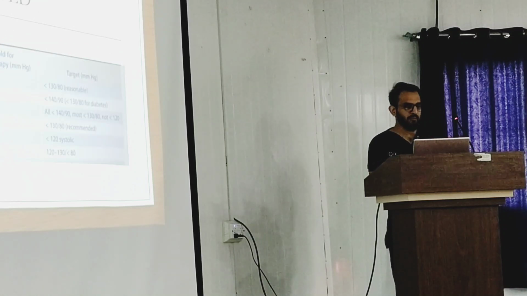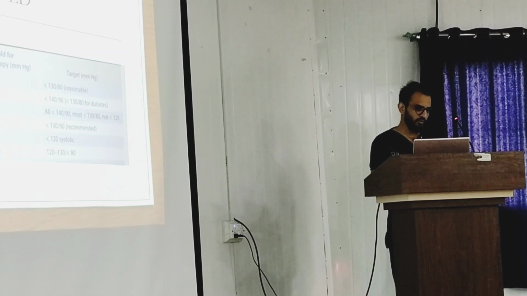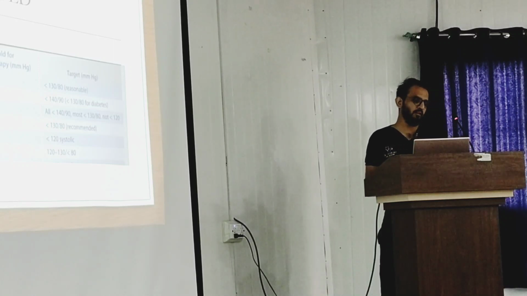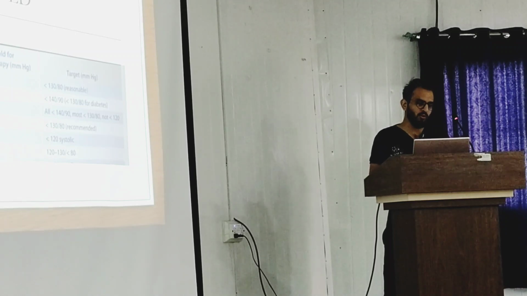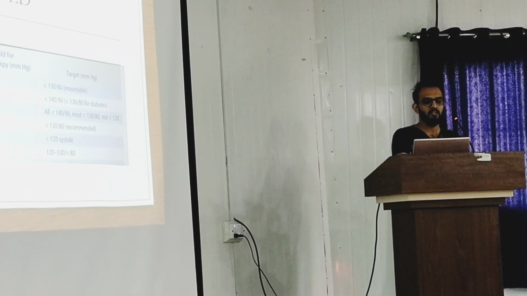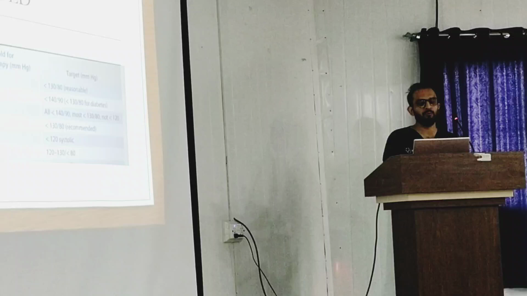Comparison of blood pressure treatment thresholds according to guidelines of the American College of Cardiology, American Heart Association, Hypertension Canada 2018, and European Society of Cardiology 2018. According to the American Heart Association, if cardiovascular risk is not increased, then the threshold for pharmacotherapy, that means you start treatment, will be more than 140 by 90, and the target will be less than 130 by 80.